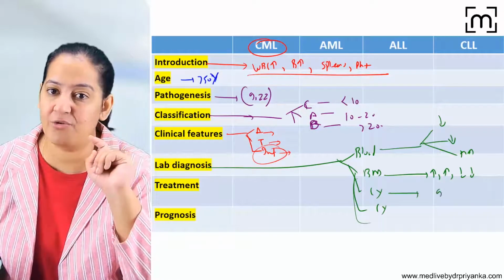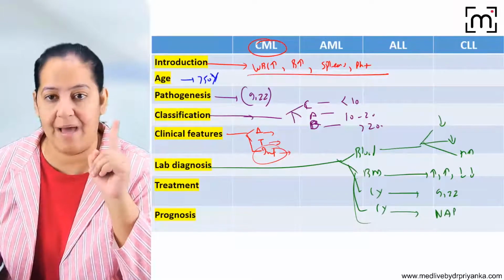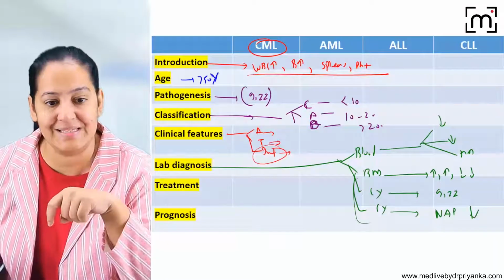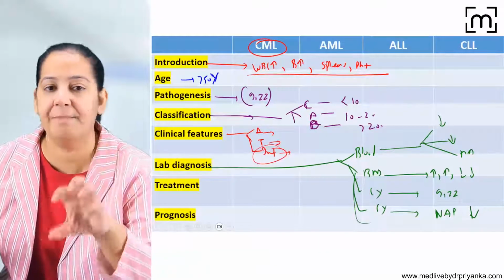In the cytogenetics, you have to draw the 9;22 translocation. And in the cytochemistry, a special stain is NAP or LAP. The NAP or LAP score in CML is less. But in leukemoid reaction, it is high, and we can differentiate leukemoid reaction from CML based on this.